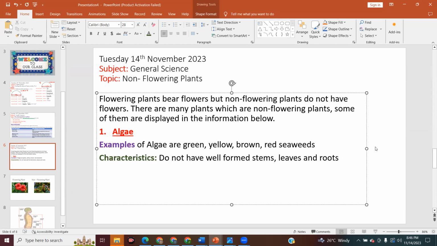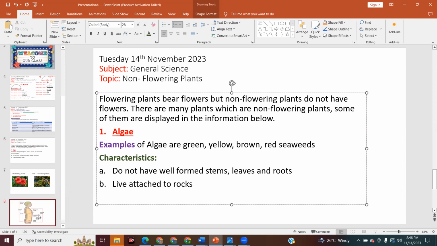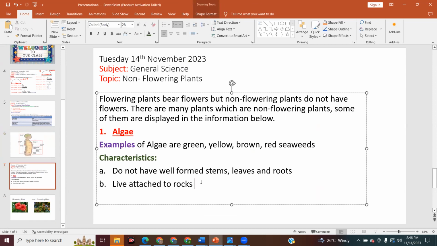So how do they live then if they have no leaves, no stems, no roots? How do they survive, or where do they live? They live in the water, with plankton? Yeah, they live attached to rocks, or floating by a body of water. All right.